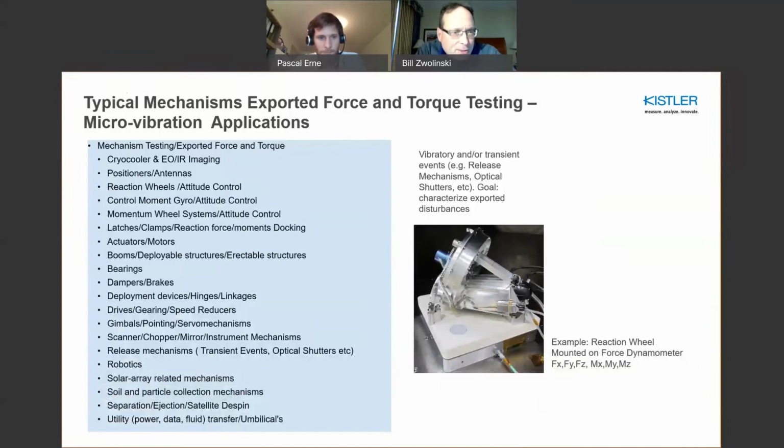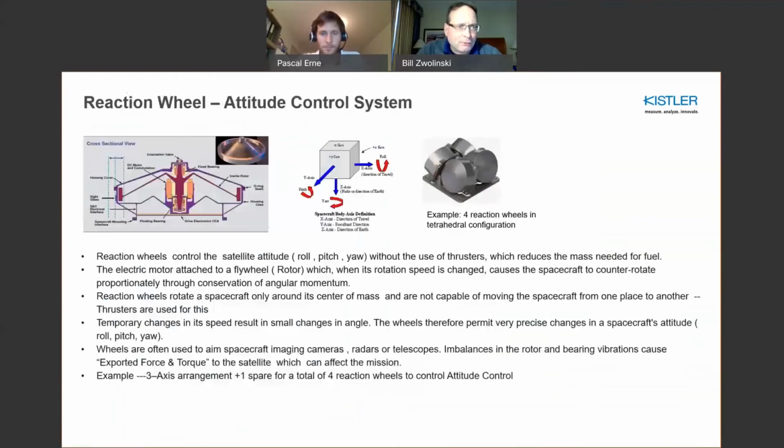In terms of mechanisms, I went through this in part one, and certainly there are quite a few mechanisms that come into play. I'm going to touch upon a few different types of mechanisms to show you a little bit about that. The first one was a reaction wheel. Reaction wheels are pretty popular in that they provide satellite attitude control, roll, pitch, and yaw, without the use of thrusters. And obviously, propellant on a satellite is quite a precious commodity. So these devices are quite sophisticated.